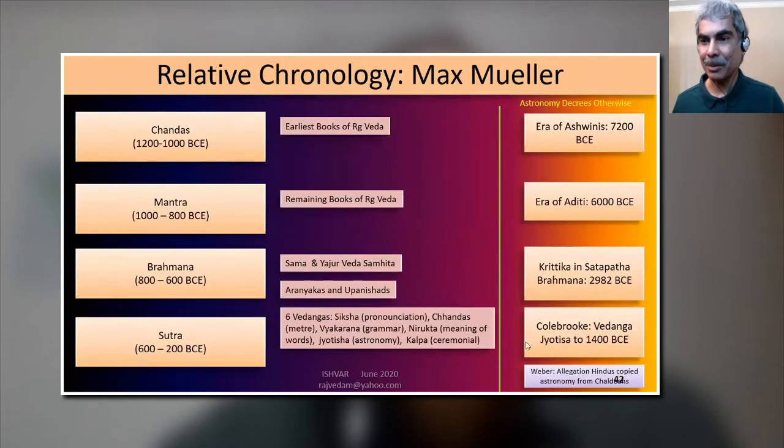However, today from astronomy, we're seeing something different. Colebrooke has found that Vedanga Jyotisha goes to 1400 BCE. So where is Vedanga Jyotisha at 1400 BCE, and Max Muller's date for the Sutra period, including Vedanga Jyotisha, at 200 BCE? There's a huge disconnect. Shatapatha Brahmana, we saw, is 2982 BCE, whereas the Brahmana period, according to Max Muller, is 600 BCE. A very, very big discrepancy. Similarly, Rig Veda talks about Ashwinis and Aditi from ancient periods of time, so it's totally out of whack with the Chandas and Mantra period. Clearly, there's a problem with Max Muller's model.